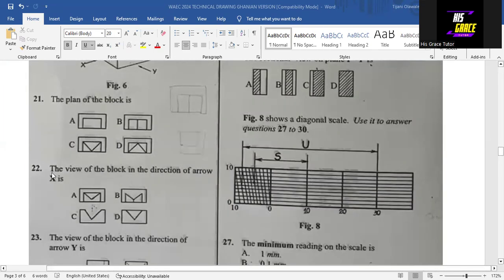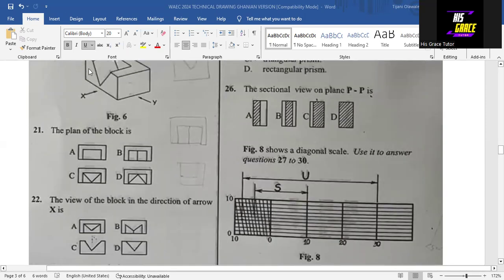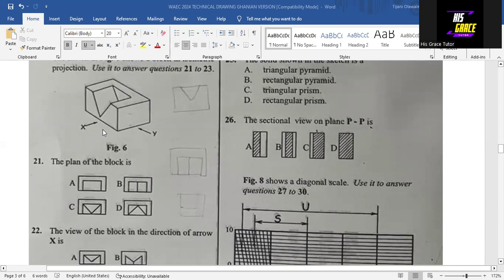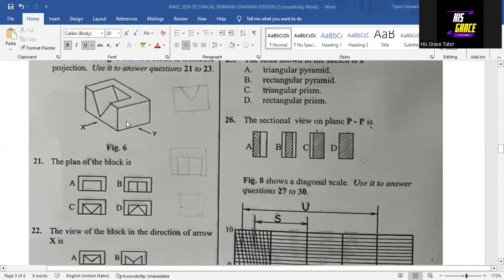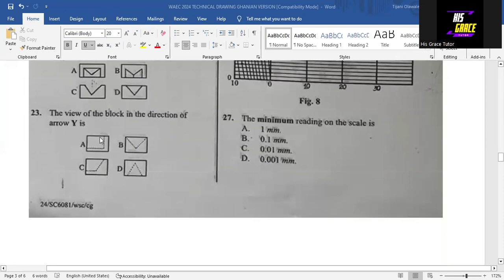Then question 22. The view of the block in direction of arrow X is. So let's look at the block. There it is. Look at the shape. So the answer to this question is option C. Then question 23, the view of the block in the direction of arrow Y is. So this is the direction of arrow Y. We are going to have a hidden line here, and we are going to have a hidden line here. So one vertical hidden line and one horizontal hidden line. That makes option A the correct answer to this question 23.